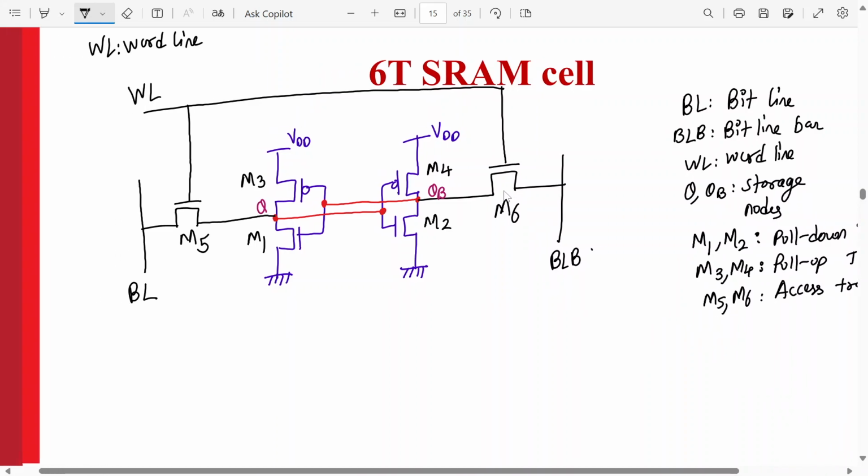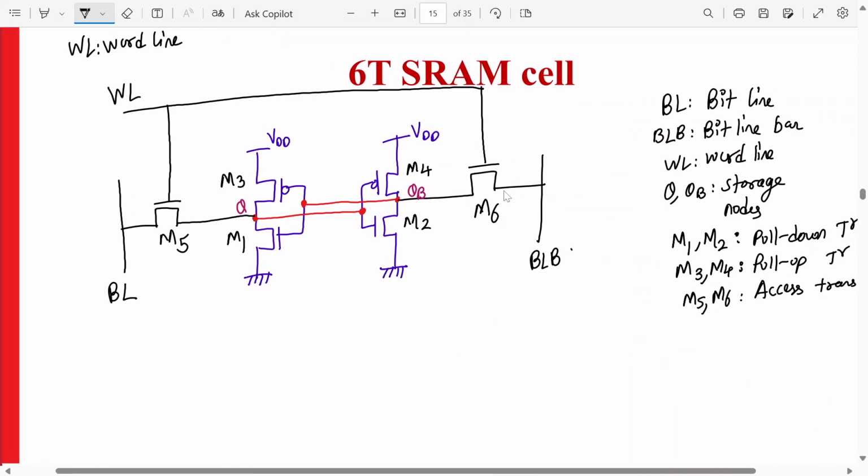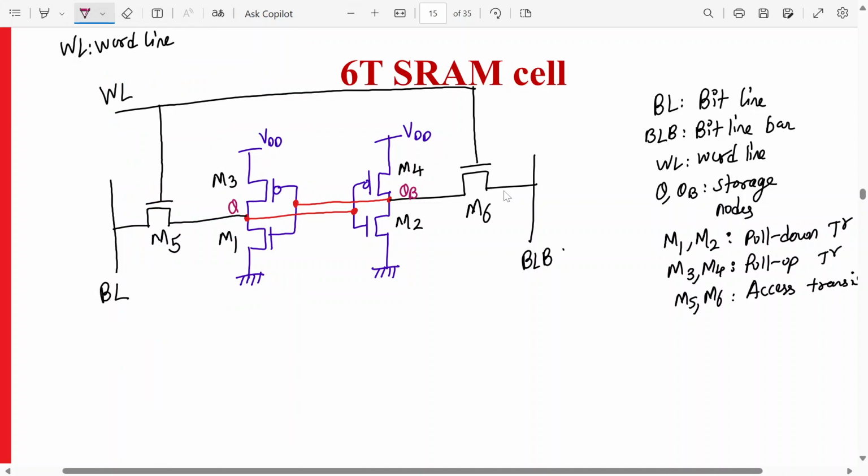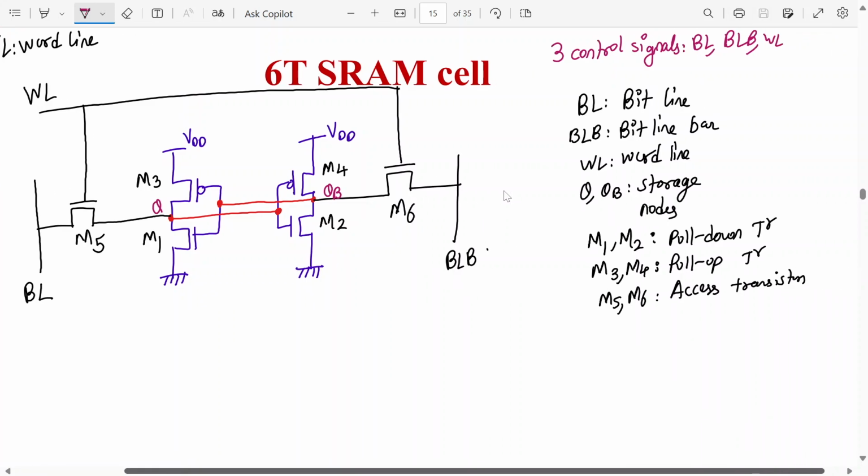Alright. And we have three control signals. The three control signals are... can you tell me what are the three control signals? Bit line, BLB and word line. These are the three control signals.